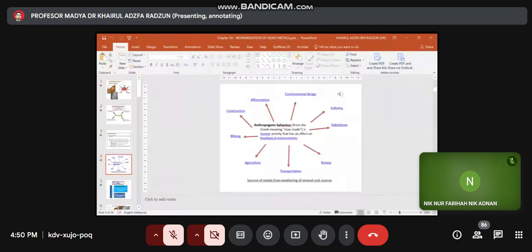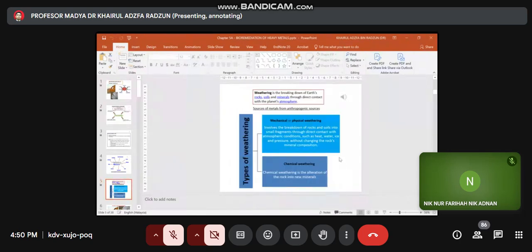And then, the source of metals from weathering of mineral rock sources. I mentioned here that anthropogenic comes from the Greek, meaning man-made. It is human activity that has effects on the biophysical environment. These are all the processes that could incorporate metals into the soil.